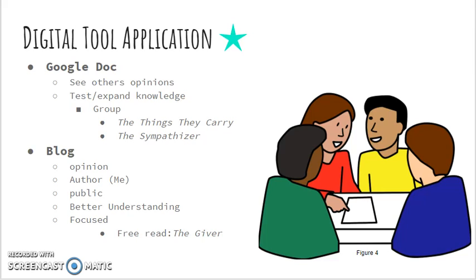I really liked group annotations. It helped me learn that everyone interprets things in a different way, and there was no incorrect way for people to interpret things. I used this a lot in The Things They Carried and The Sympathizer because we had group projects. We were separated into groups, and we all put our opinions onto one Google Doc. I was able to read everyone else's opinions and see if there were any other possible ways that I could interpret the text like my fellow classmates did.